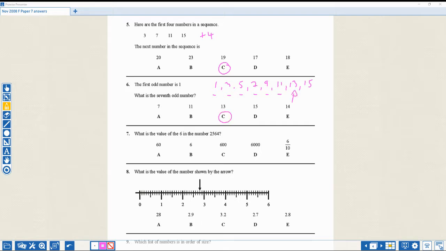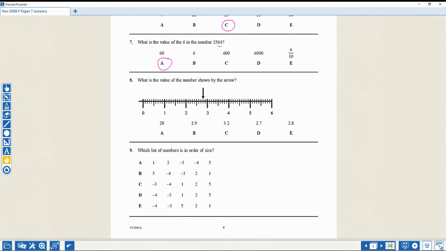Question number 7, what's the value of the 6 in the number 2,564? Well, say to yourself, 2,564. So the 6 there is the tens, so it's 60. And 4 is the units, the 6 is the tens.